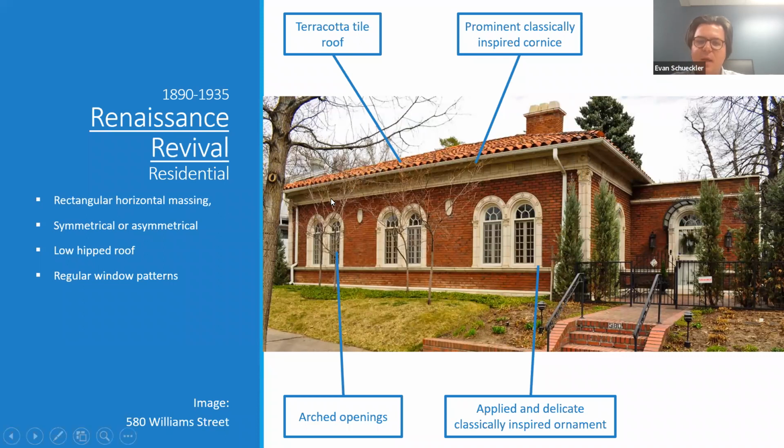So in a residential context, which isn't super common, I think in Denver, you'll often see a terracotta tile roof, a low sloped hipped roof, but still that prominent cornice, the kind of column details, and then also these arched windows with columns and again some more classically inspired decoration.